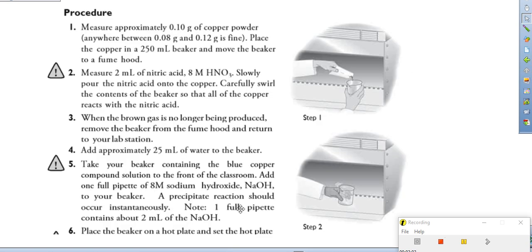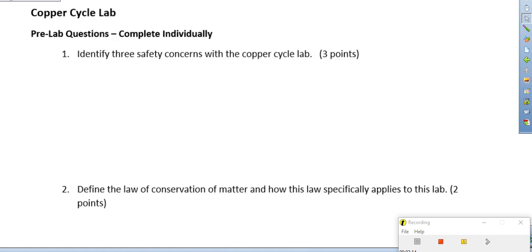There's a procedure, with different steps on page 1 and page 2 of your lab handout. I'm not going to go over these step by step. As we do the different reactions, I will point out the different parts, the different steps. And then we get to the post-lab on page 3 of your lab document. Question number 1 just says, list 3 safety concerns to the copper cycle lab. We just mentioned some of them, but as you watch the different steps, different videos, you'll see more, in more detail, I should say.